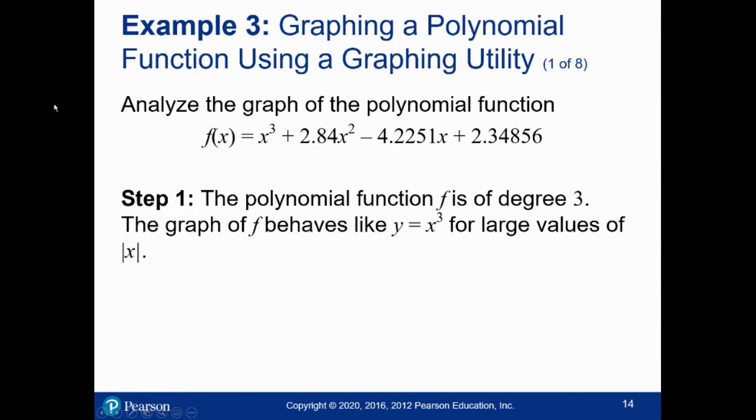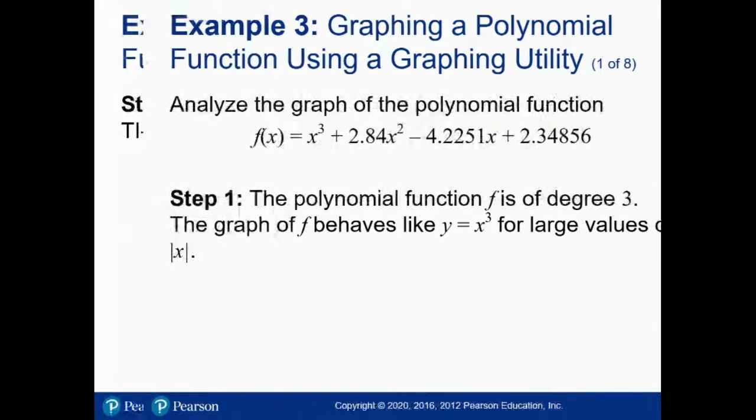So we observe this is a polynomial. The fact that these numbers, 2.84, 4.2251, and 2.34856, are not whole numbers is okay, as long as the exponents are positive whole numbers. That's what's important for being a polynomial. So this is a polynomial of degree 3. Since the leading coefficient is 1, that's positive. Fundamentally, the end behavior is going to look like x cubed. That's an odd power, so it's down on one side, up on the other. And because the coefficient is positive, it's going to be down on the left, up on the right. What happens in between, we'll find out.